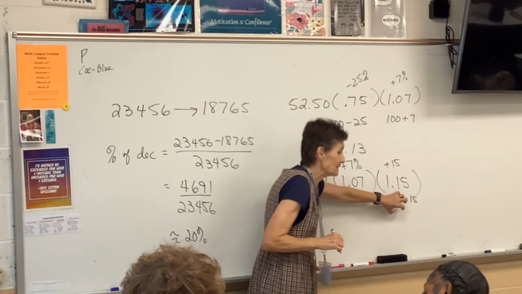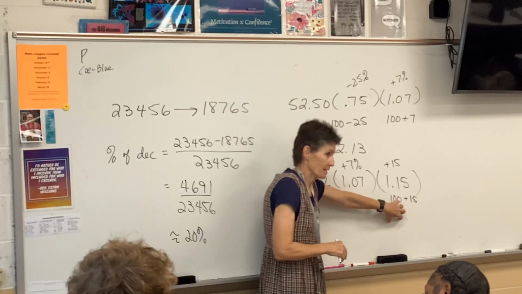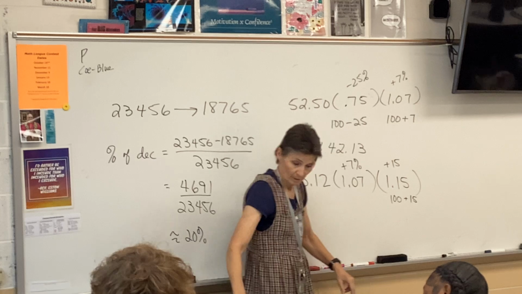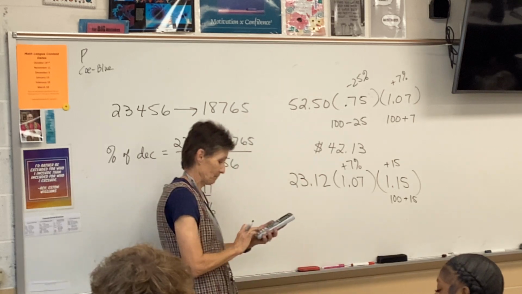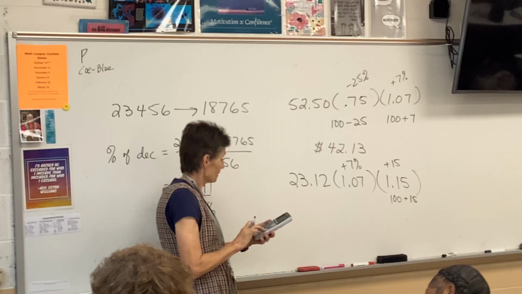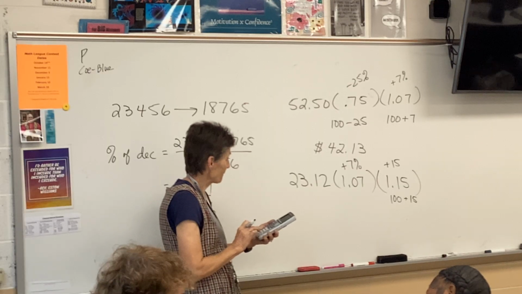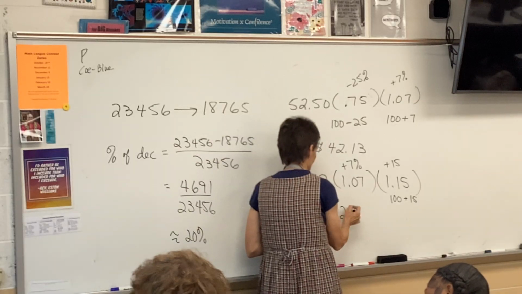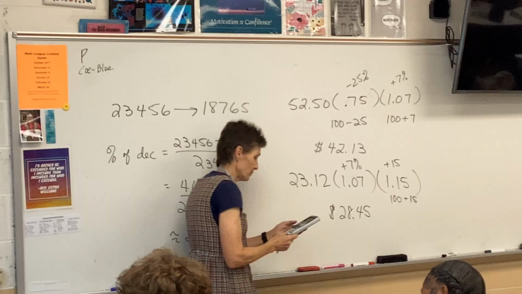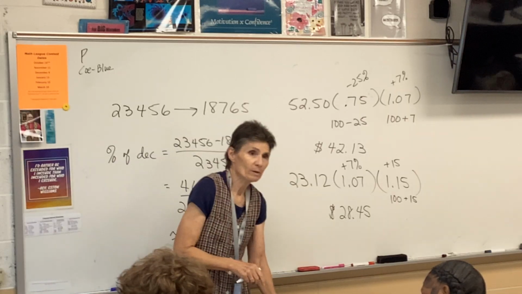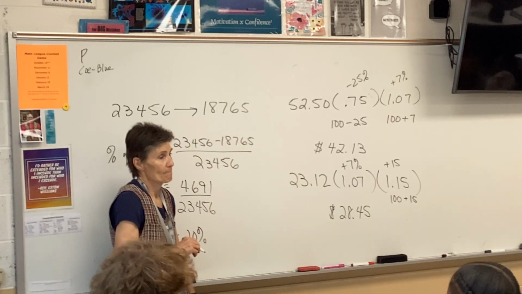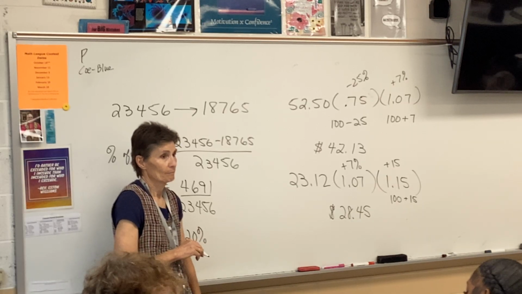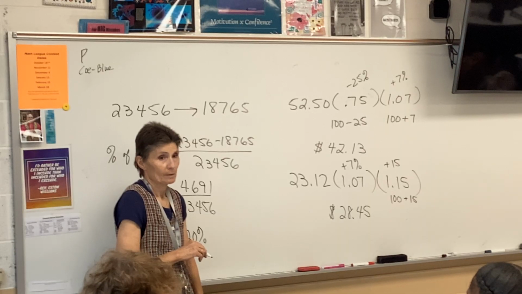So the 100 is the original. That's whatever you're buying. And then this is what extra you have to add on to it. So how much is this going to cost me? 28.45. 28.45 is what I want. And does that look okay? 28.45? No, I'm supposed to say 22 cents. You don't.